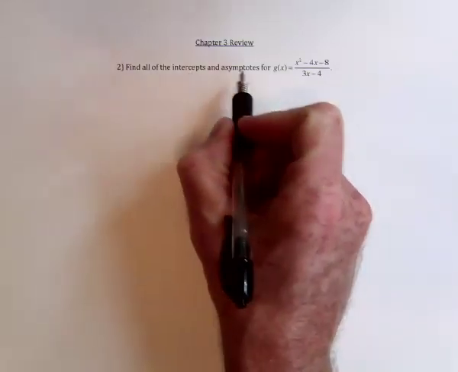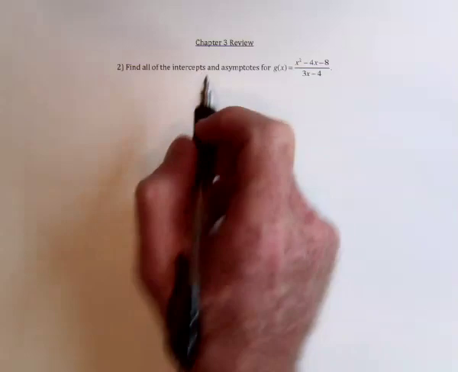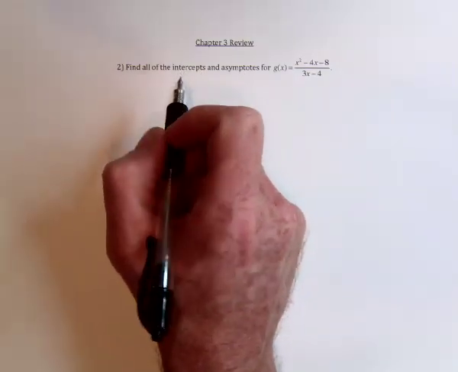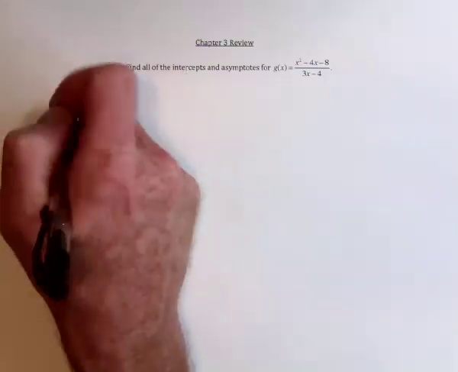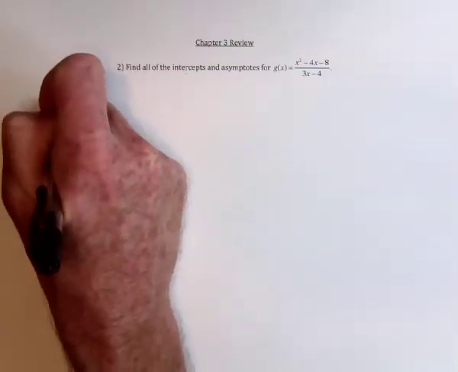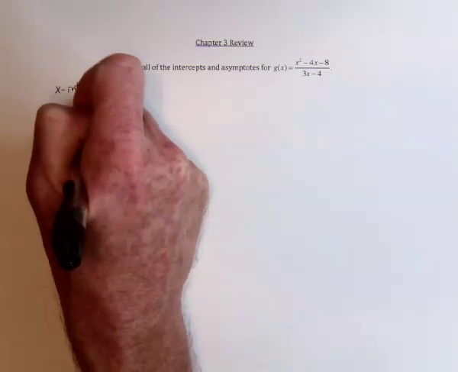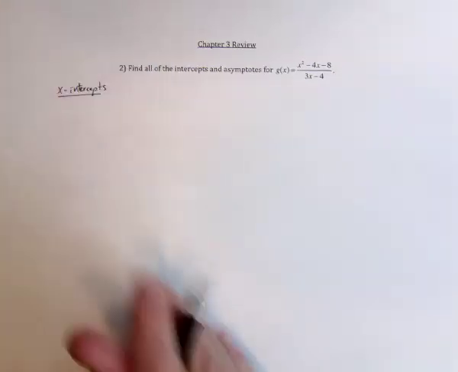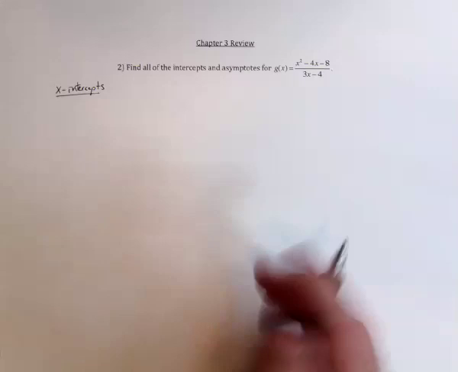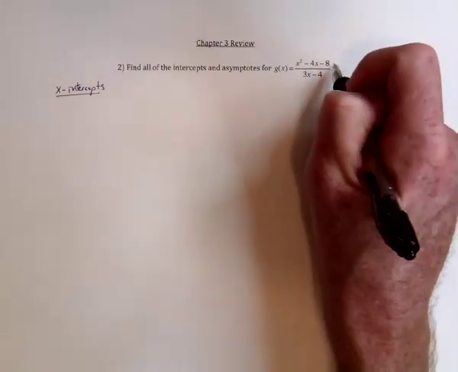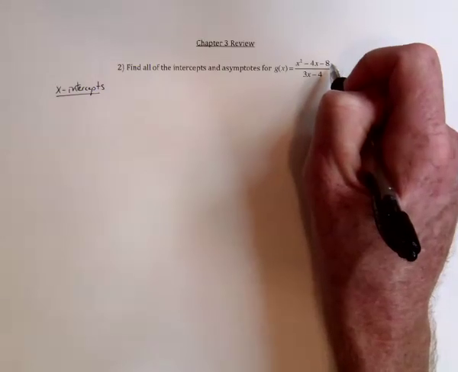Well, we've got four things to do here. Find two x-intercepts and two asymptotes. So for the x-intercepts, that's where you set the function equal to 0. And if you set this function equal to 0, the only way it can equal 0 is if the top equals 0. So the only way a fraction ever equals 0 is if the top is equal to 0.